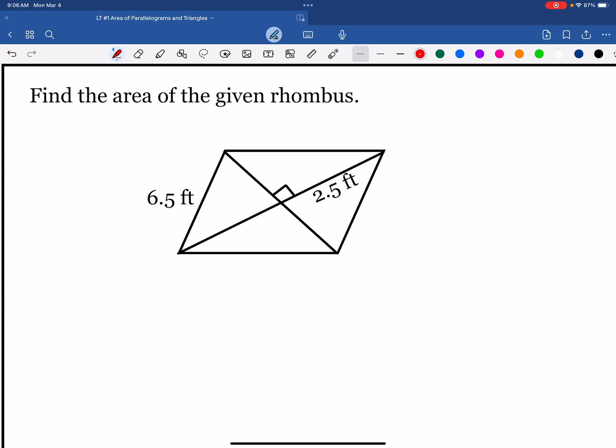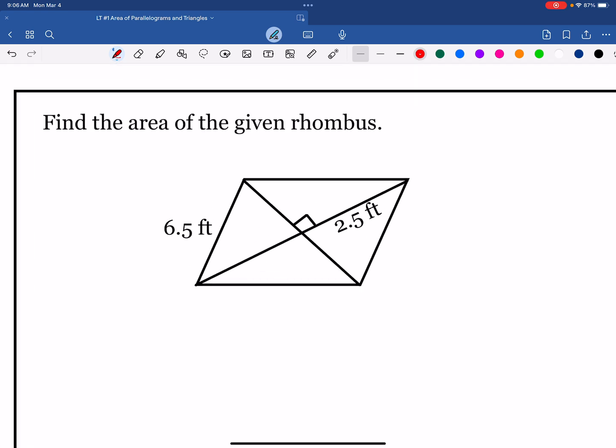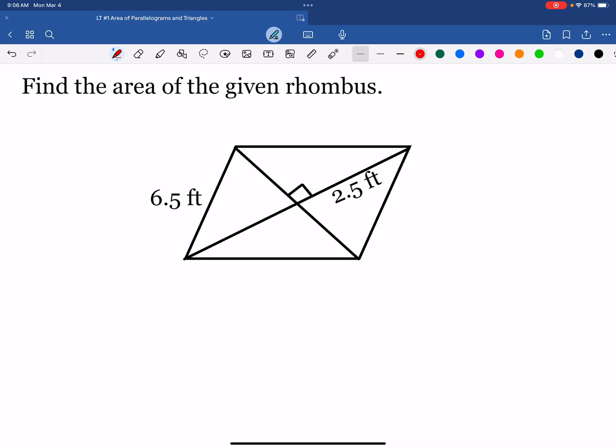Find the area given the rhombus. So we're going to need to know properties of a rhombus. And I know that because a rhombus is a parallelogram, because this is 2.5, this guy is 2.5. I also know that diagonals are perpendicular in a rhombus. That's where that right angle is coming from. I know that all sides are 6.5 because a rhombus has all four sides congruent.